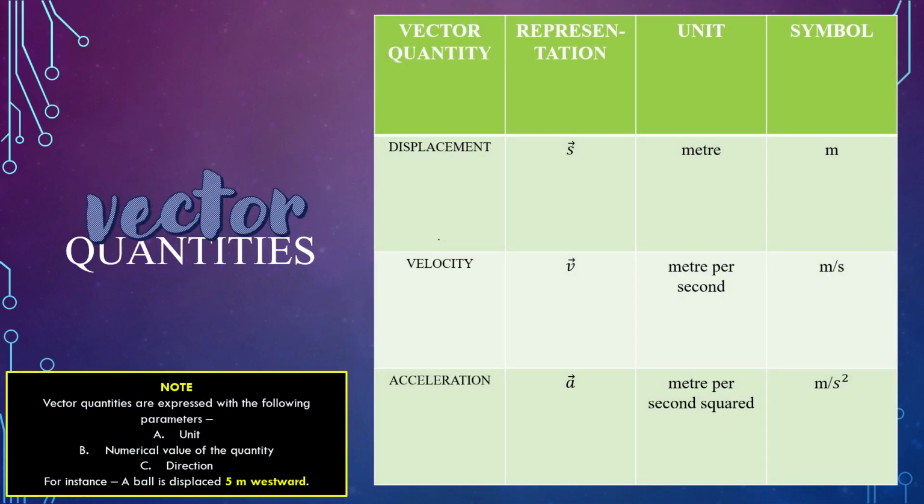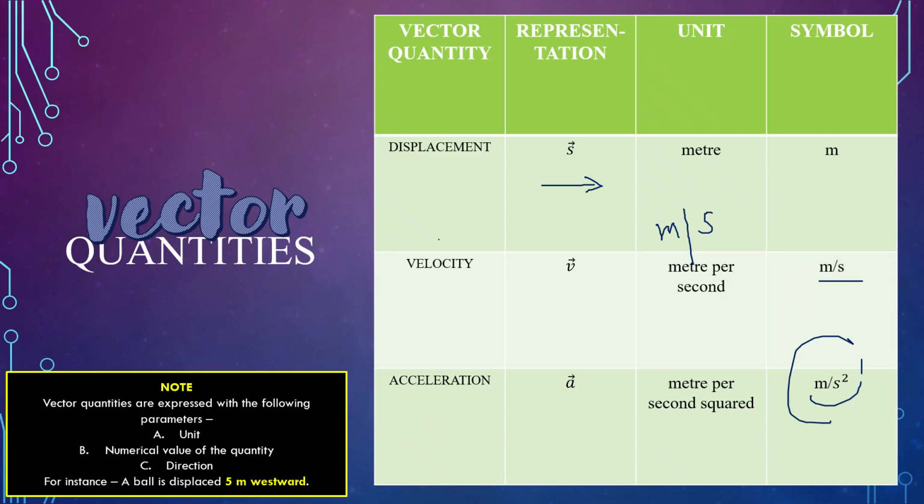Let's understand vector quantities. Now, it is represented, if you see here, with this vector arrow above the letter. Its unit is meter, symbol is small m. Velocity, vector v, meter per second is the unit. Then acceleration, that is a vector, meter per second square.